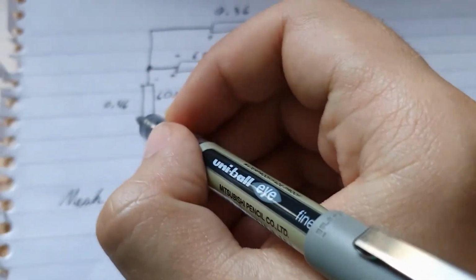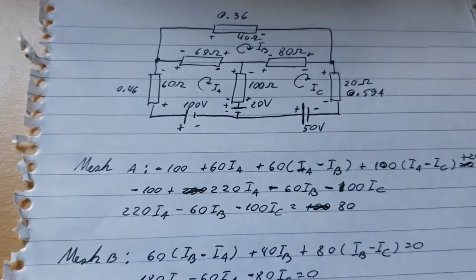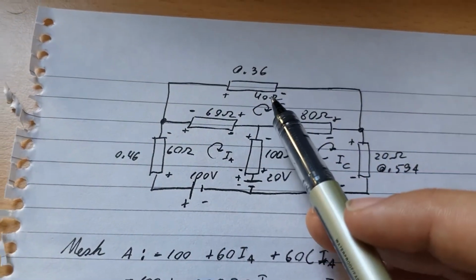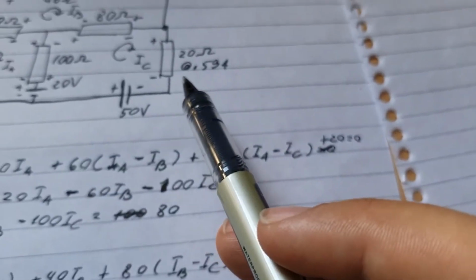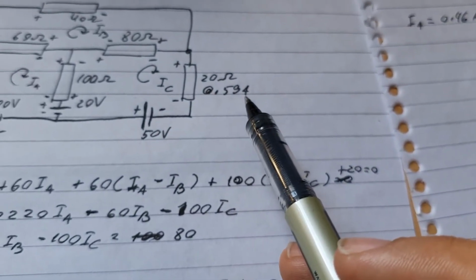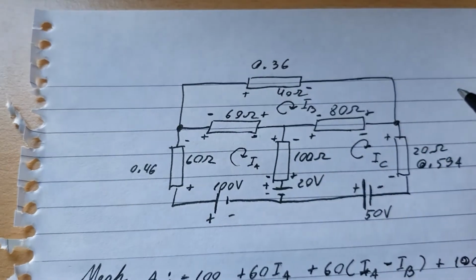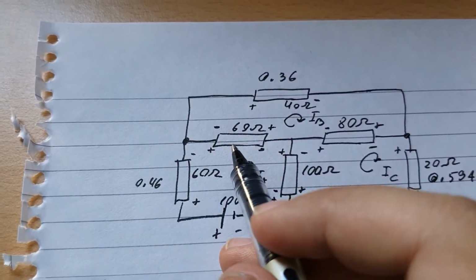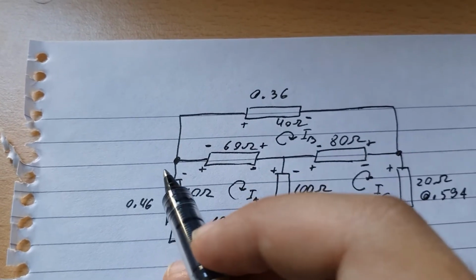So to this resistor the current is 0.46 because that's the current IA, and to this resistor it's 0.36 because that's the current through IB, and in this resistor it's 0.59 amps because that's the current through IC. Good. So let's take, for example, these two nodes to calculate it. Okay, so we also need to determine the current inside this resistor and inside this resistor. So let's start with this resistor first.